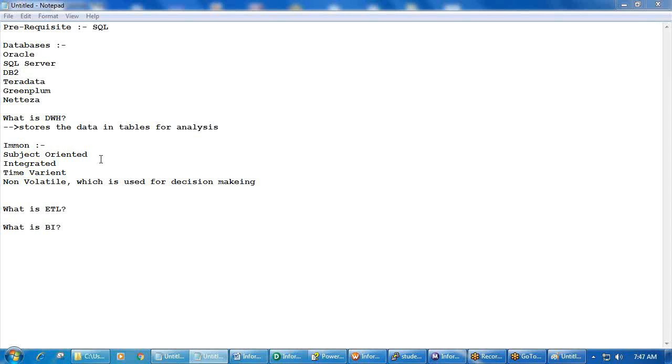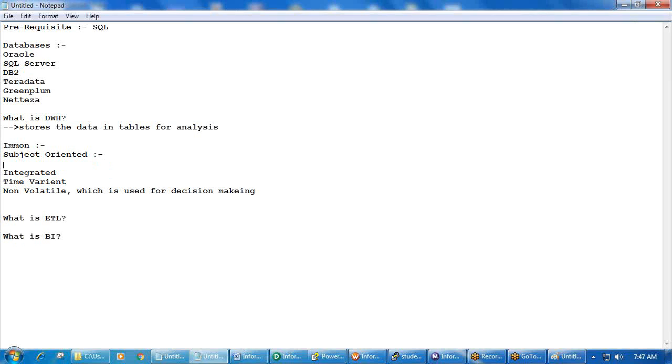Subject oriented. Why is it called a subject oriented system? When we talk about subject oriented, basically in the data warehouse we design the tables according to each subject area. In the sense, if I am storing the data for sales, I'll define separate tables. If I'm storing the data for marketing, I'll define separate tables. If I'm storing the data for finance, I'll create separate tables.